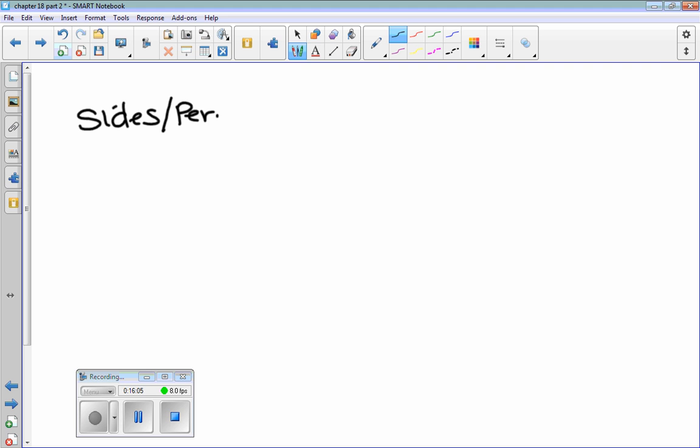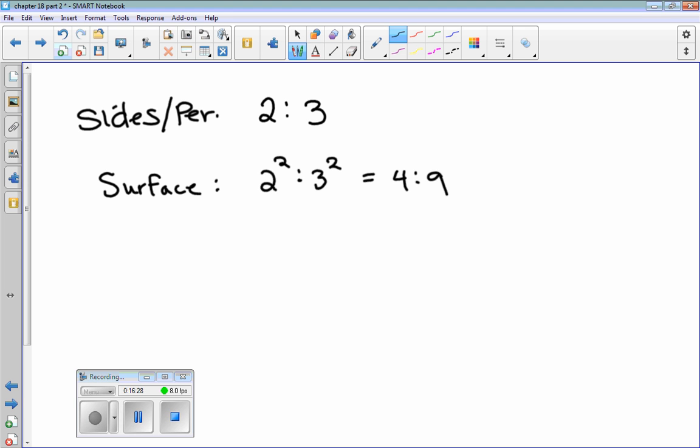The sides and perimeter have the actual scale factor, and the surface areas have the scale factor squared. So I'll make up a number, 2 to 3. Let's say that happens to be the scale factor, 2 to 3. The surface area is those numbers squared. So in this case, it would be 4 to 9. And then the volumes would have the side proportions cubed, which happens to be 8 to 27.